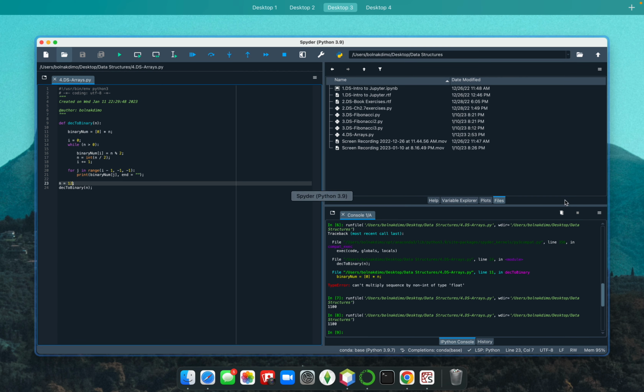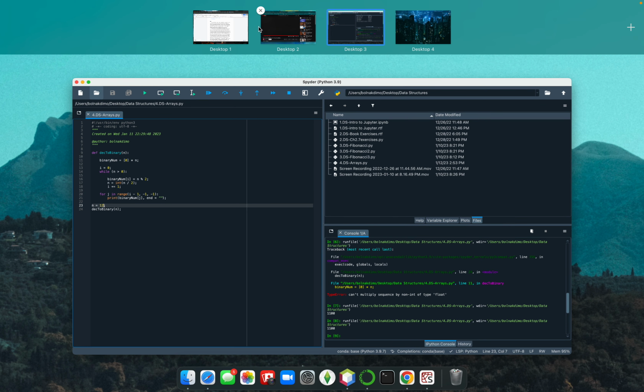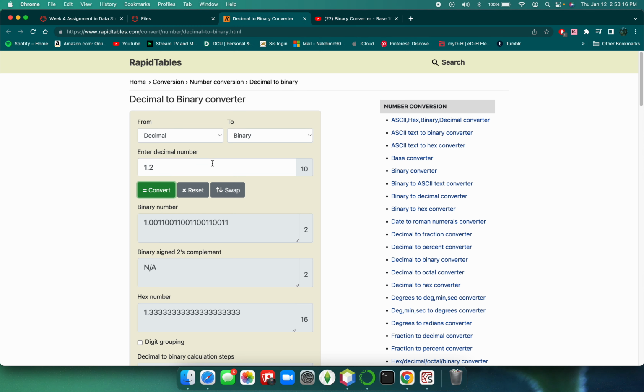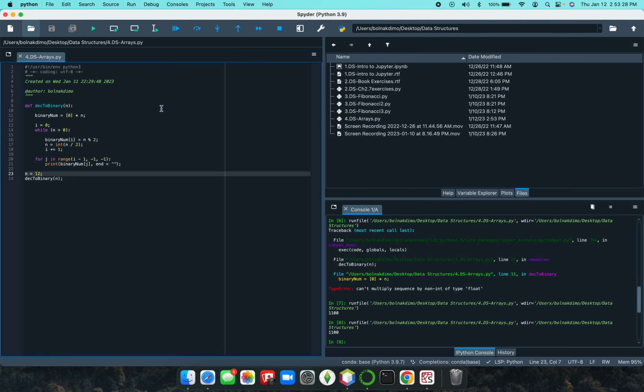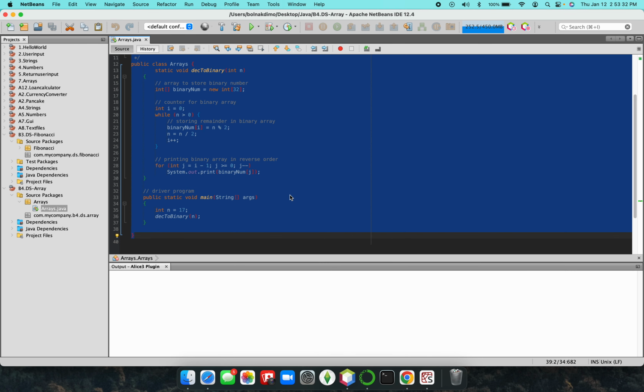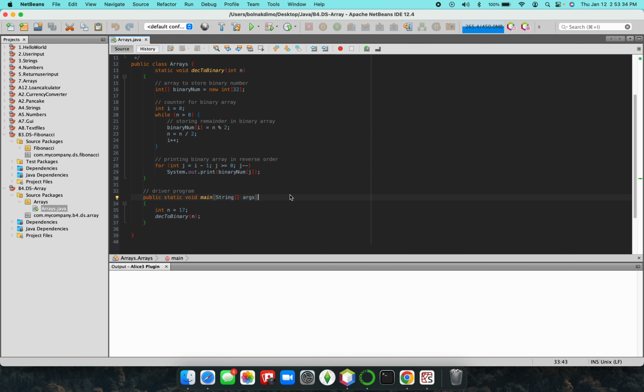And then we were also given a converter that was like a website. So let's pull up that calculator and put in 12. Same thing. So I was right. That's that one. We can pull up my Java one, and it's the same thing.